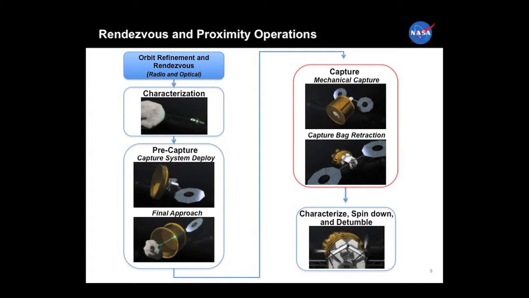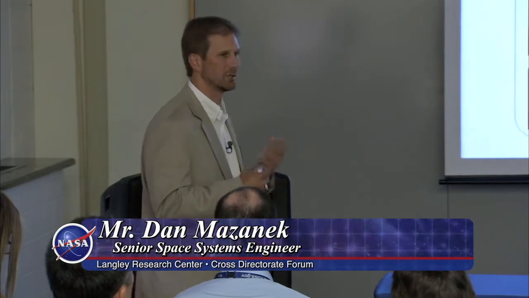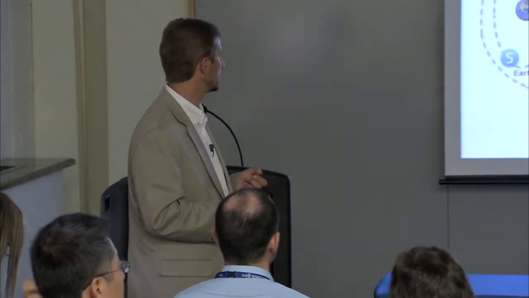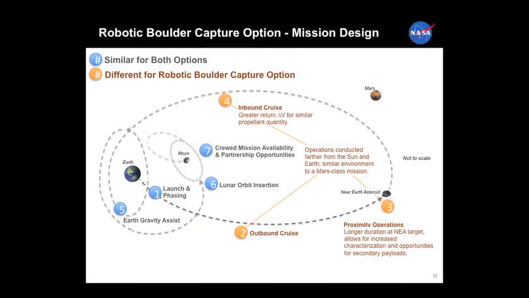This is for the small asteroid capture option. There's a pre-deploy of the bag system, the final approach. Then you have the mechanical capture and the bag retraction around the asteroid, and then you have the spin down and detumble, which has been given the analogy of grabbing the bulls by the horns, because you're talking about very, very fast rotation rates. And the spacecraft is going to go for a ride for option A. Option B is similar in some respects from a mission standpoint, but we're going potentially much farther out, and we're spending longer time at the asteroid.